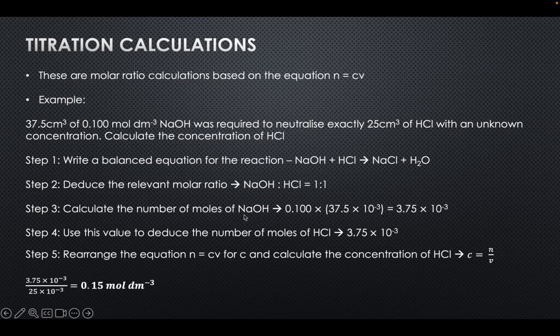Okay. Step 4, we're going to use this value to deduce the number of moles of HCl. We already talked about this 1-to-1 ratio. It's going to be the same. So now, finally, we're going to rearrange the equation n equals CV for C. And we're going to calculate the concentration of HCl. So concentration equals moles over volume. We'll do our moles over our volume, again remembering to convert it to dm cubed, which gives us a final answer of 0.15 moles per dm cubed.